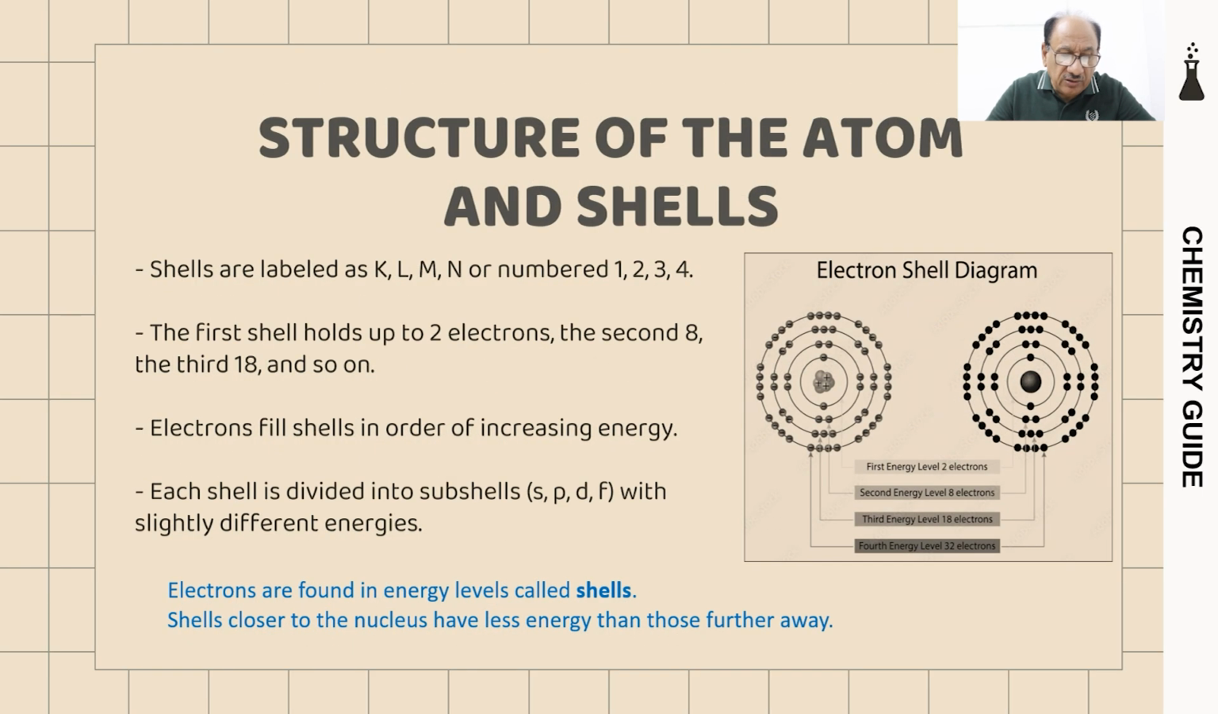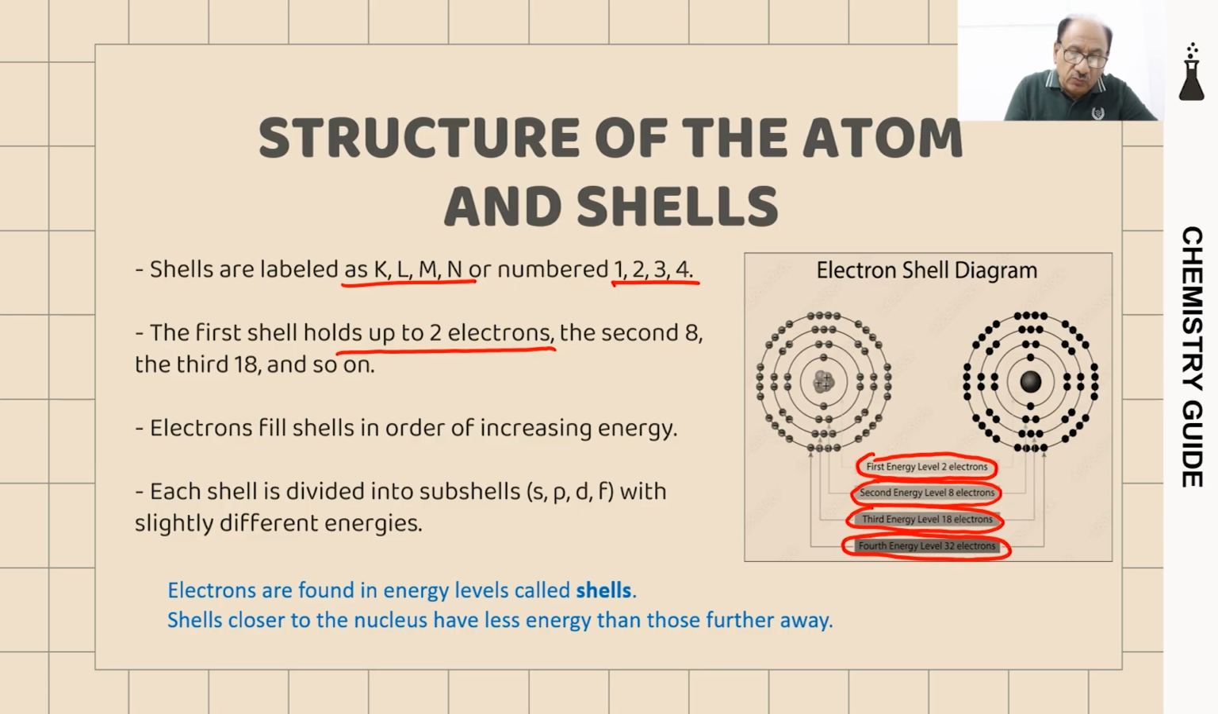Hopefully you are understanding. Next we will go through the structure of the atom and shells. Shells are labeled K, L, M, N, or numbered 1, 2, 3, 4, and the first shell holds up to 2 electrons. Here we have shown that the first energy level contains 2 electrons, the second contains 8 electrons, the third 18 electrons, and the fourth 32 electrons.